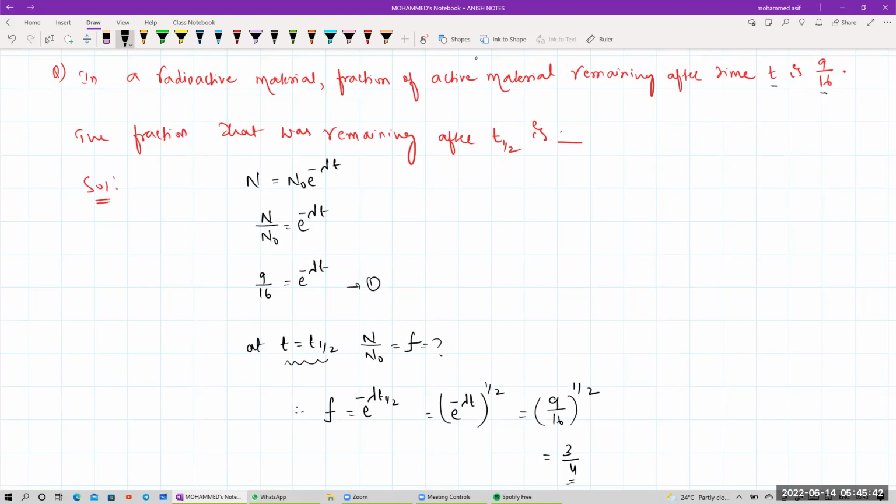So I am writing n by n naught as f. So f is equals to exponential to the power of minus lambda into t half. क्योंकि हम इसको ऐसे लिख सकते हो क्या? Exponential to the power of minus lambda t to the power of 1/2. Exponential to the power of minus lambda t के वैल्यू ऑलरेडी कितना आ चुका है मुझे? 9/16. तो यहाँ पर डाल दिया मैंने 9/16 to the power of 1/2. That is equals to 3/4. क्लियर है? Yes, sir. देख लो फिर से एक बार.